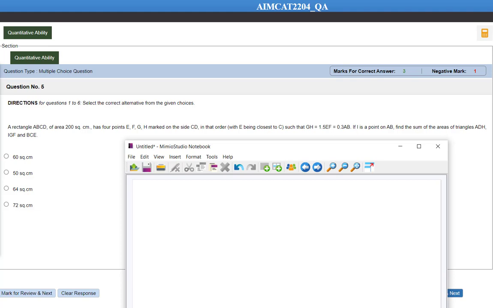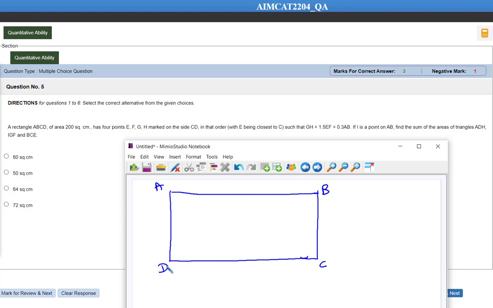So ABCD is a rectangle here. After that, there are 4 points EFGH on CD such that E is closest to C in that order. So this is E, this is F, this is G, and this is H. They are not equidistant. The diagram is not drawn to scale. We know that GH is equal to 1.5 times EF is equal to 0.3 AB.